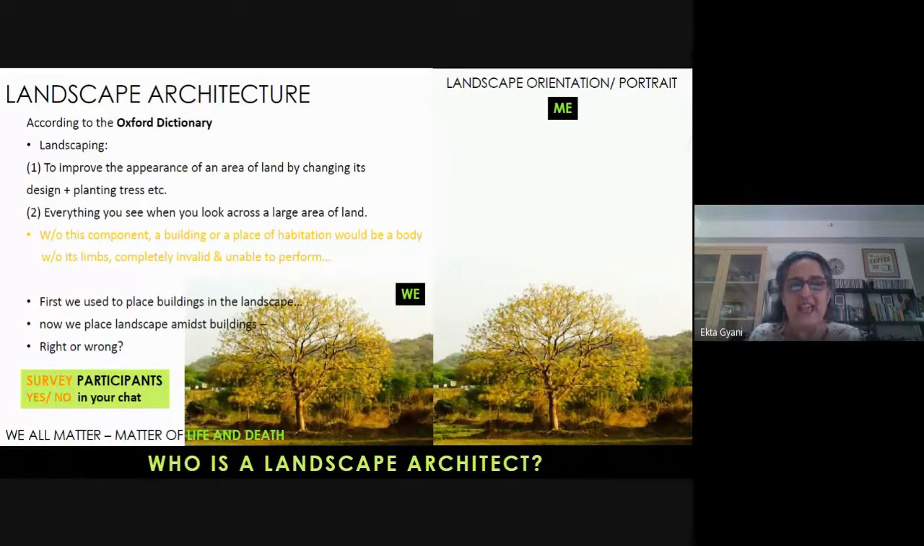So we is saying we all matter. It is a matter of life and death. This is me being philosophical. I think when we become landscape architects, we all become philosophical because we care more than just that one building. We care more than just making money or making a living.